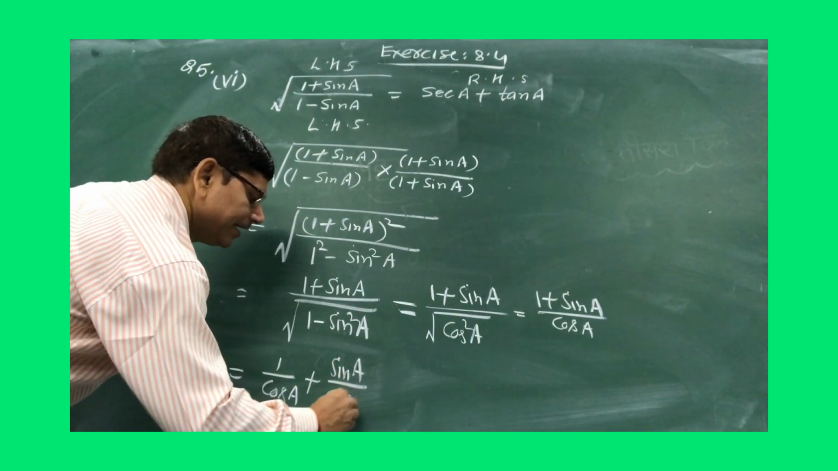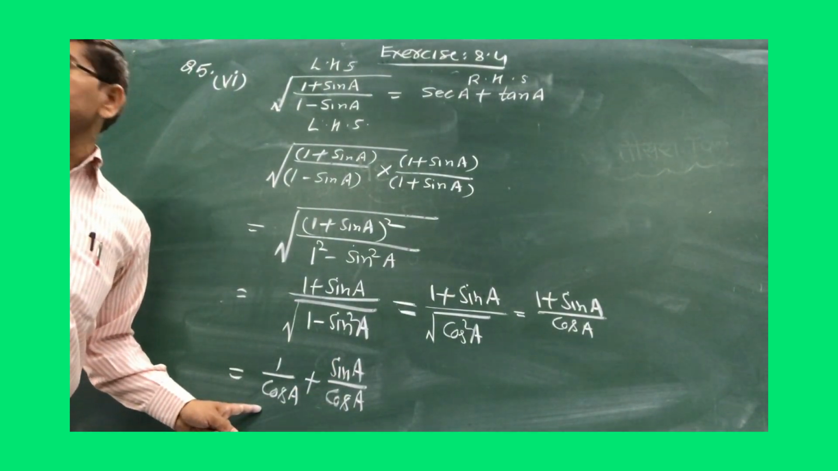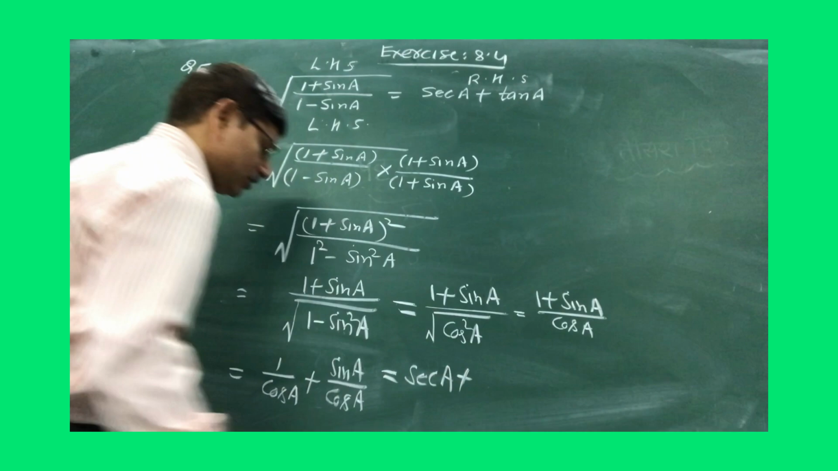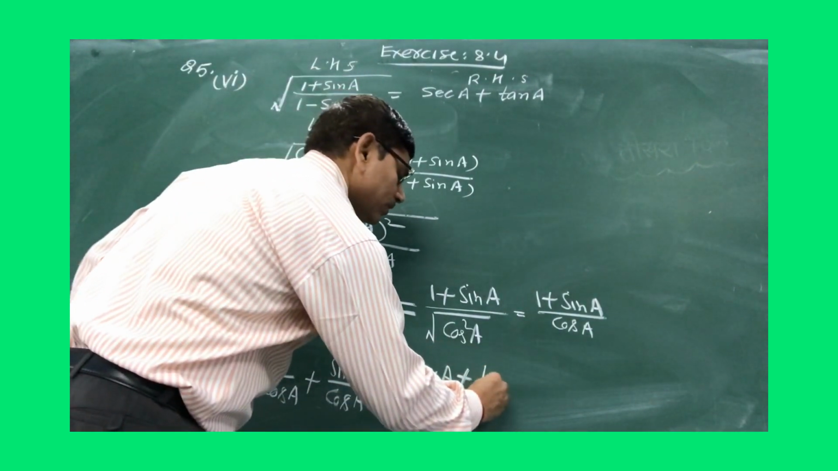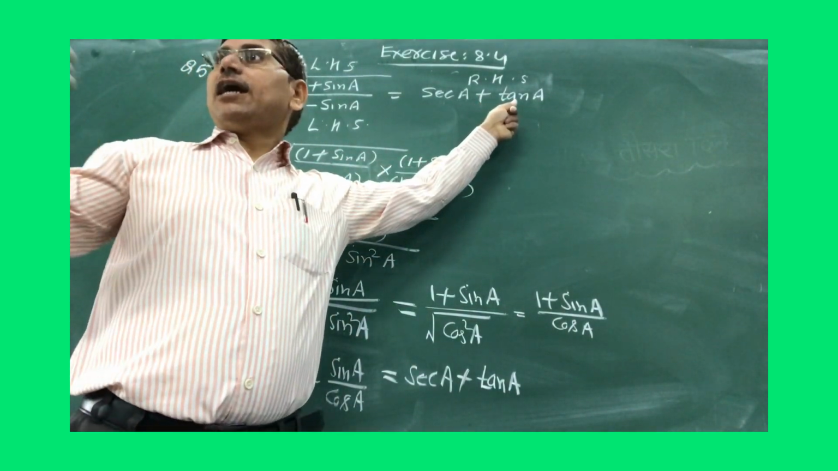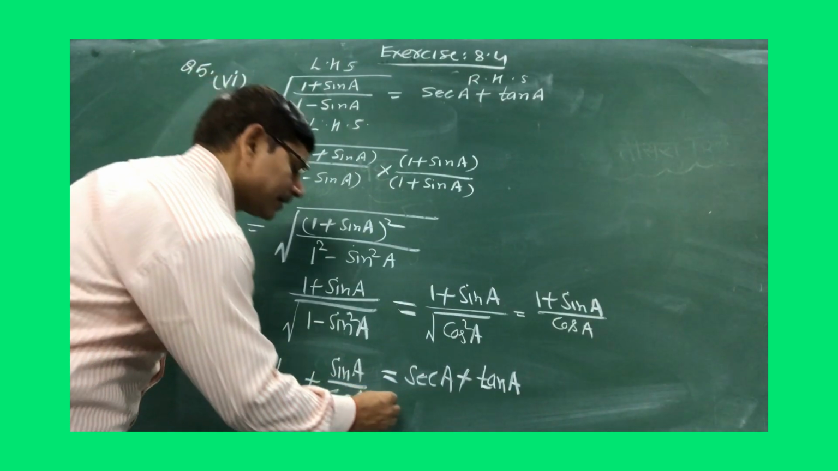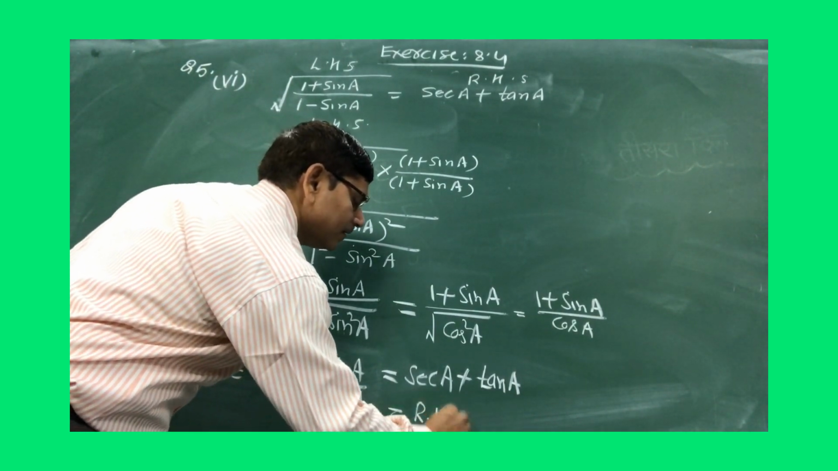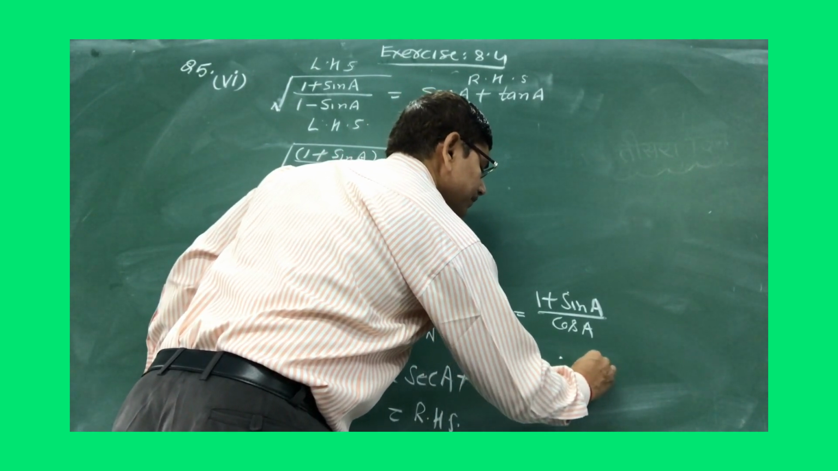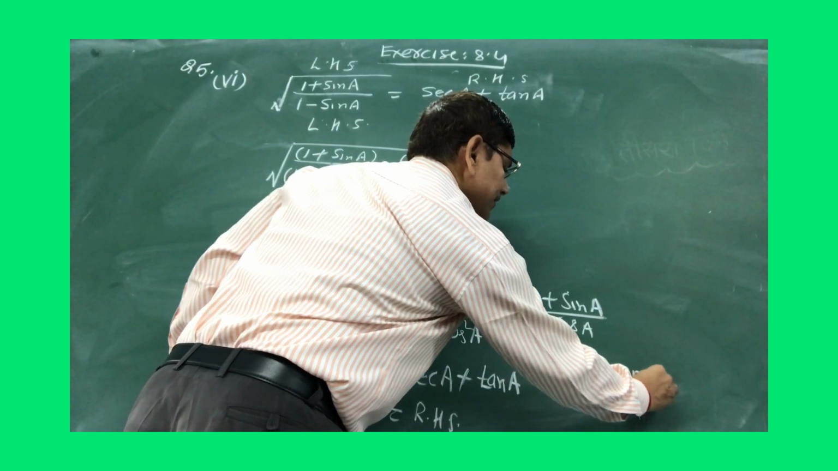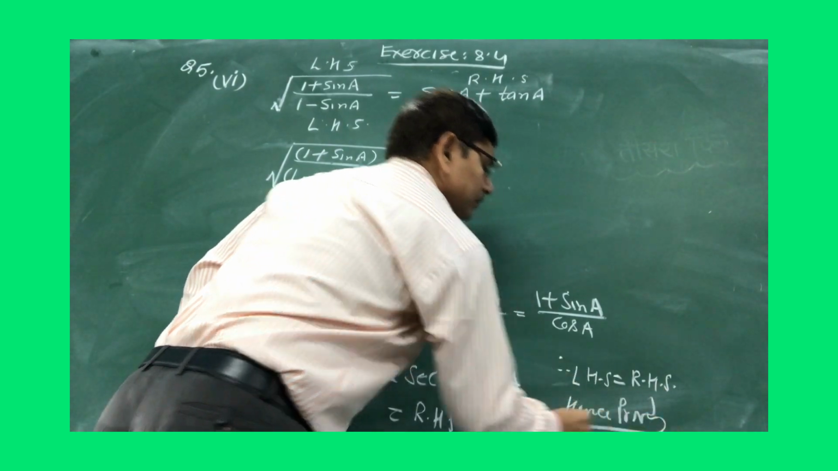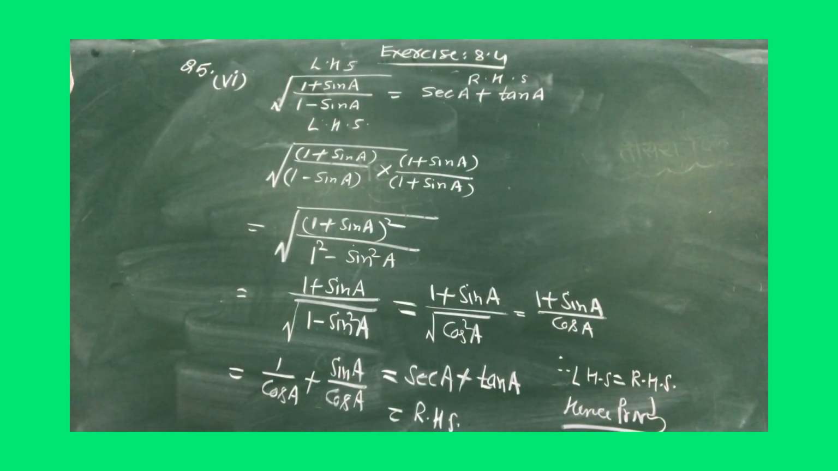And here you know very well that 1 upon cos A is sec A. So you will write this is sec A and this one is known as tan A. So you can write this is tan A. And you can observe sec A plus tan A, this is the right hand side. So you can write here this is the right hand side. Finally you can write therefore left hand side equal to right hand side, hence proved. ये आपका क्वेश्चन था, इसको इस तरह से करना है.